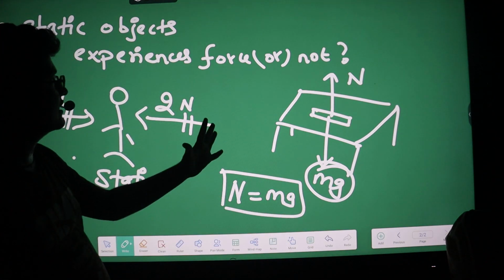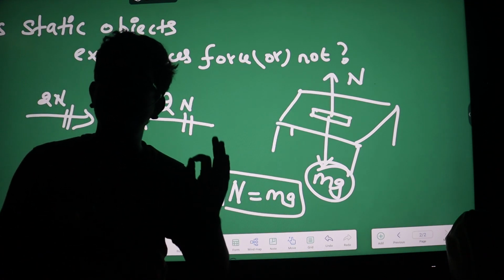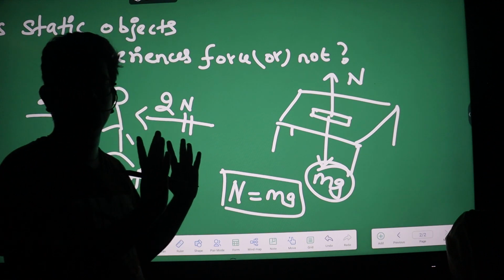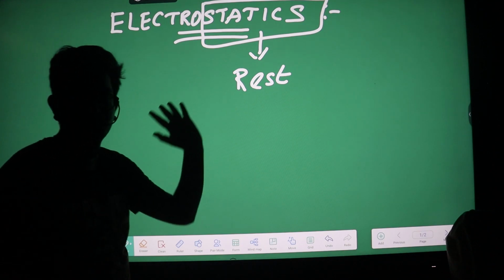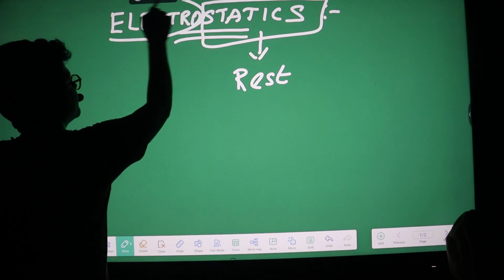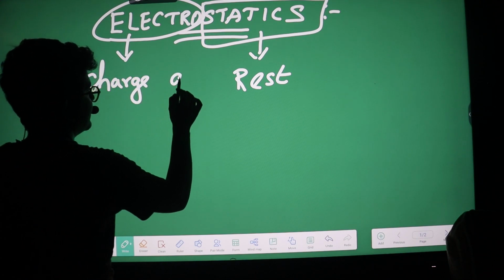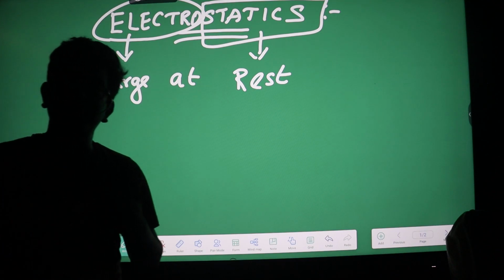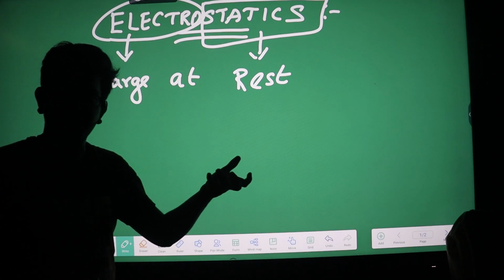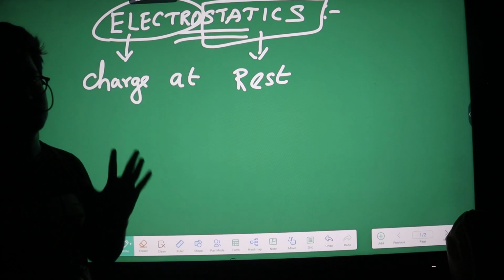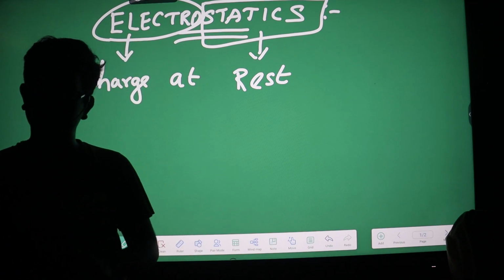So here the conclusion is, do static objects experience force or not? Yes, static objects experience force. You should understand this, this is what I just tried to make you understand. So here this electro is referring to charge, right? That means if you study about rest charges, or you can even say in a precise manner, static charges, then it is known as electrostatics, right?